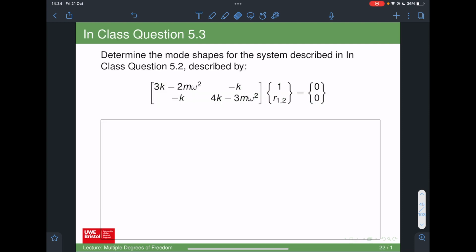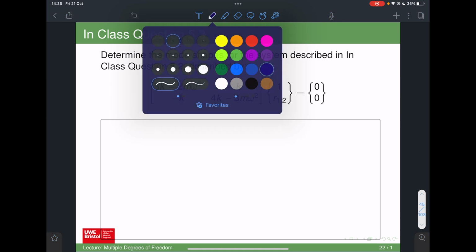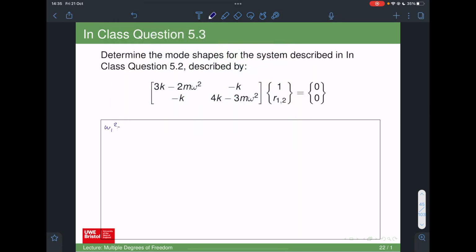Now have a go. Omega 1. They were in the earlier question, but I'll give them to you here. Omega 1 squared and omega 2 squared was k.